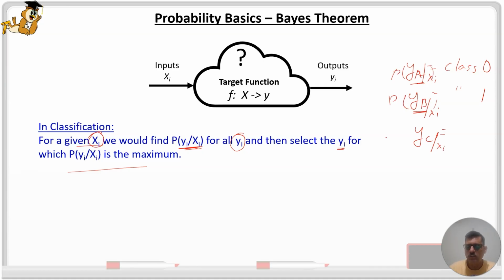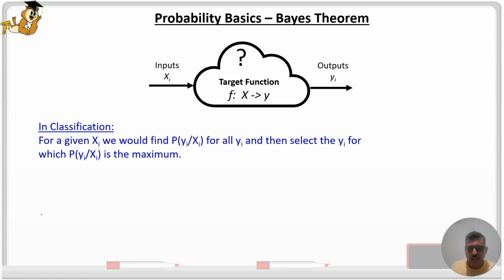And then you would take the highest of these and assign xi to that particular class. So if probability of ya given xi was 0.4, and the others were 0.3 and 0.3, you would say that xi belongs to class ya. That's what you would do in classification. So you would find the conditional probabilities of the output classes given that input, take the highest probability amongst them and return that as the classification result. This is what you would try to do. That is exactly what I have said here.